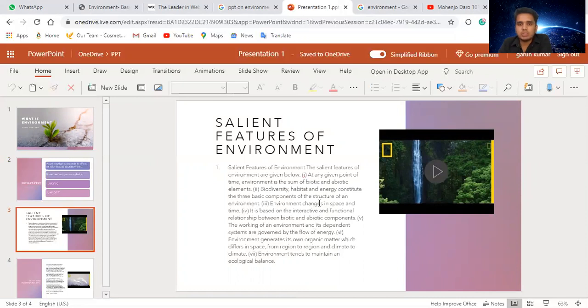Third, environment changes in space and time. It is based on interactive and functional relationship. Write these notes. Okay, the salient features of environment from this point.